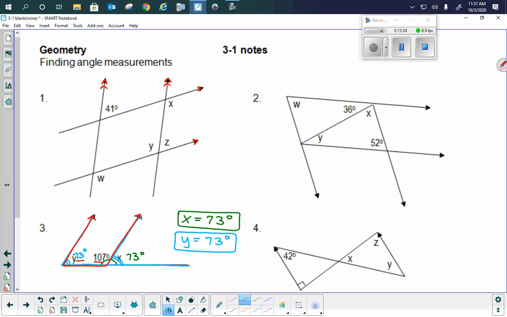Anything that you can find. So for instance, you don't necessarily have to find x before you find y, before you find so on and so forth. You can find any of them in any order that you want, though I'm forcing you to try to use letters.